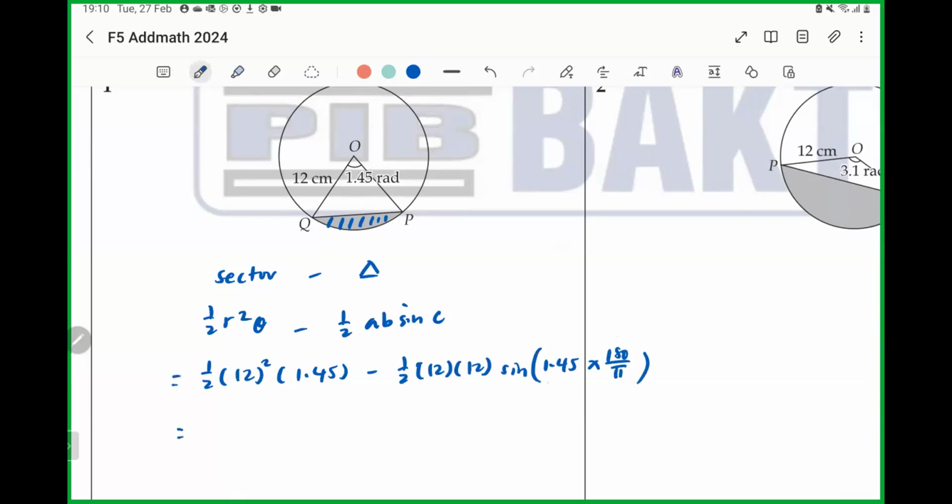So you will need to use your calculator. This one, 1 over 2 times 12 squared times 1.45 minus 1 over 2 times 144, right? Sine, this one shall get 83.07 degrees if you change it. Then the final answer shall be 32.93 cm square because it is area. Okay, no problem, right? Very easy, right?